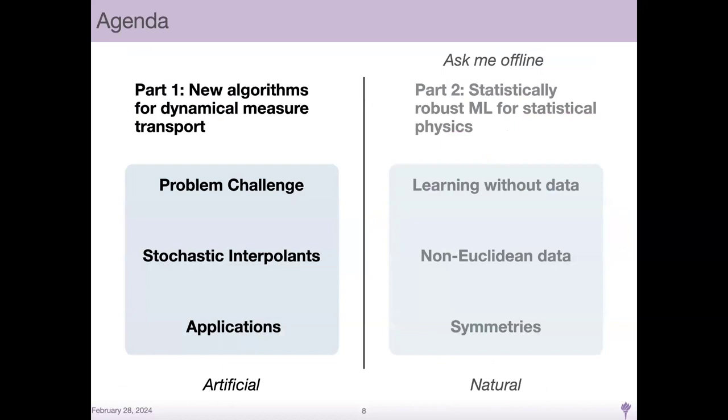So that's going to be the agenda. I'm going to put this whole part 2 as ask me offline because I'm not taking up the time of other people here. But what I want to talk about is really new algorithms for dynamical measure transport, building maps between these different probability densities that we want to study. So I'm going to frame what the problem challenges are, and I'm going to talk about a method that we've been building out called stochastic interpolants to try to address this, and then I'll go through a few applications about what you might want to do with this.